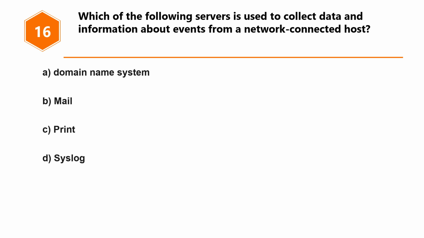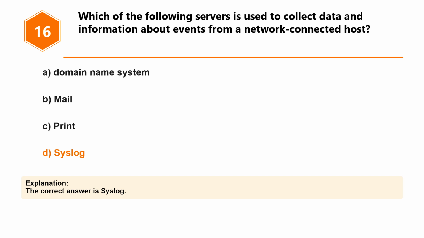Question 16. Which of the following servers is used to collect data and information about events from a network-connected host? Option A, domain name system. Option B, mail. Option C, print. Option D, syslog. The correct answer is option D, syslog.